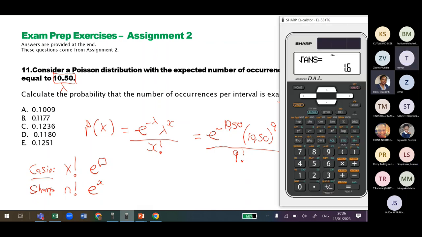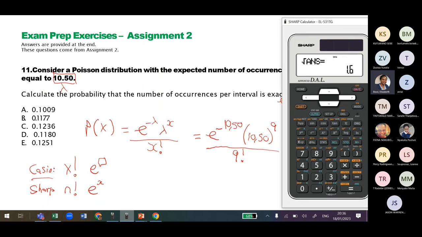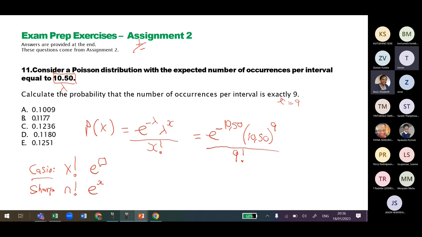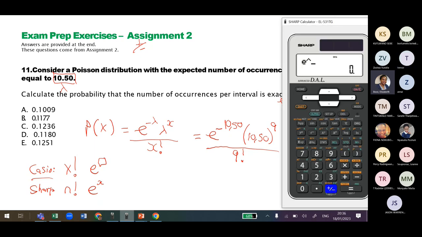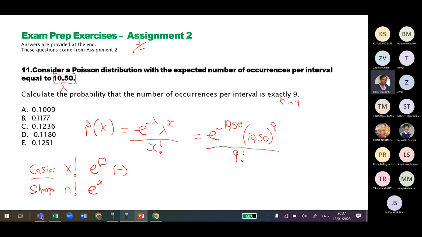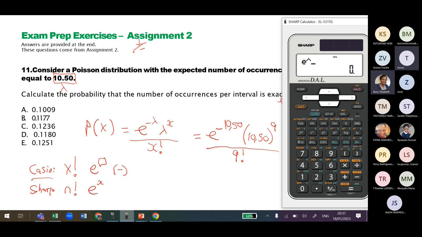Because e is written in orange, we're going to press the shift or second function first. So we do the first part, second function e, and you need to use the plus or minus button, not the negative. On the Sharp calculator, it is the value there at the bottom. On a Casio, it is the minus in brackets. That is the negative that we are looking for. So here we'll press negative 10.50. And I'm going to do equal because I'm calculating this first part.